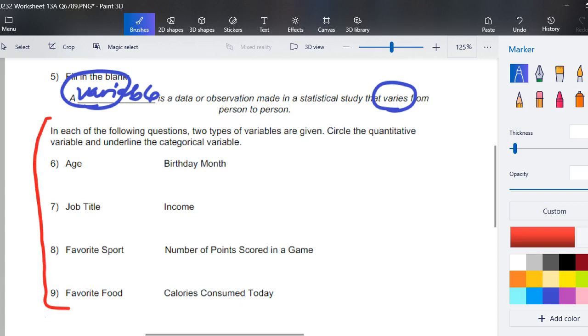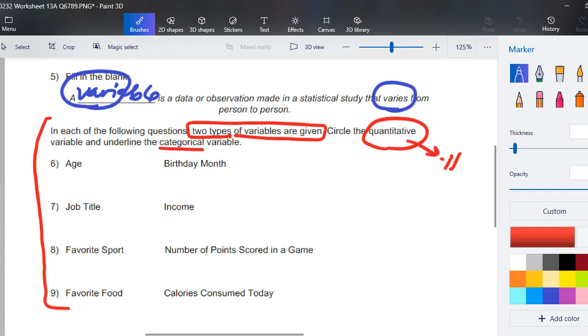It mentions that in each of the following questions, 2 types of variables are given. They're asking us to circle the quantitative and underline the categorical. Circle the quantity, circle the numerical, circle the one that's got numbers, and underline the one that my brain thinks of as buckets or bins.